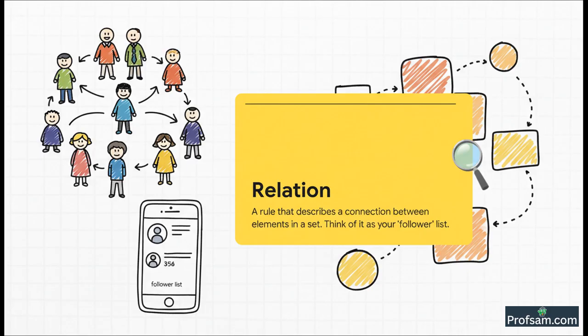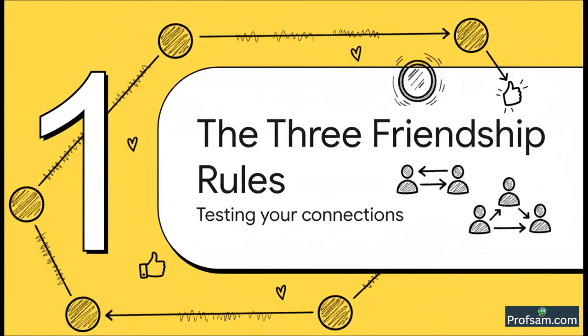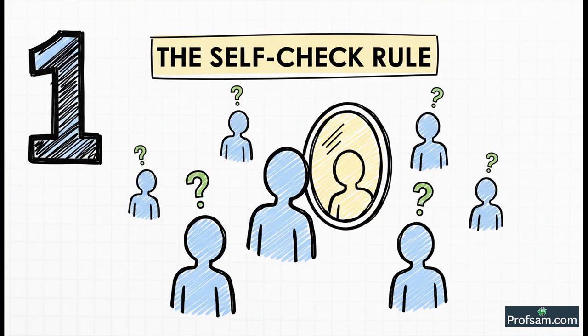See? Simple, right? Okay, but here's the thing. Not all connections, not all friendships are built the same way. So in math, we have 3 special rules to check just how strong and consistent these connections are. Let's just call them the 3 friendship rules for any social network. The first rule is the most basic one. We're going to call it the self-check rule. It asks a really simple question about every single person inside the network.